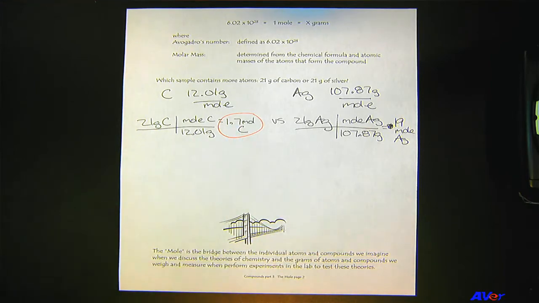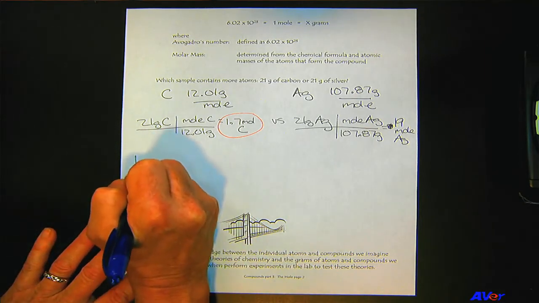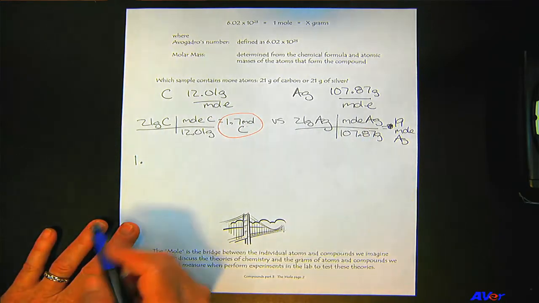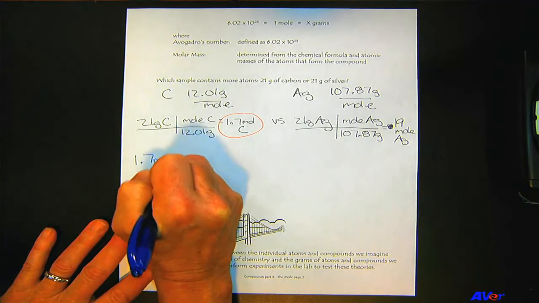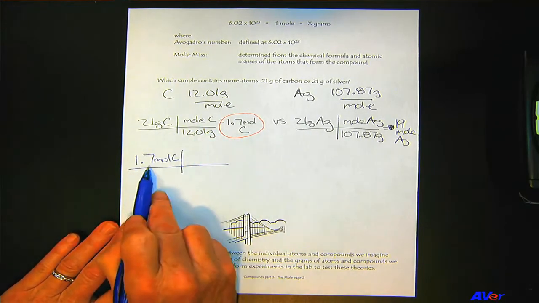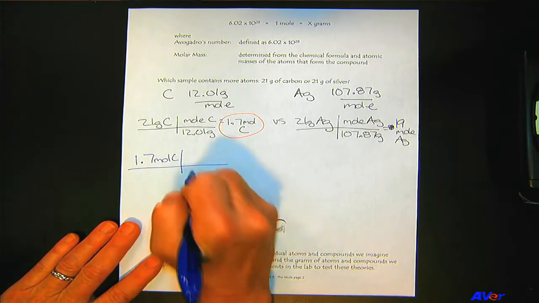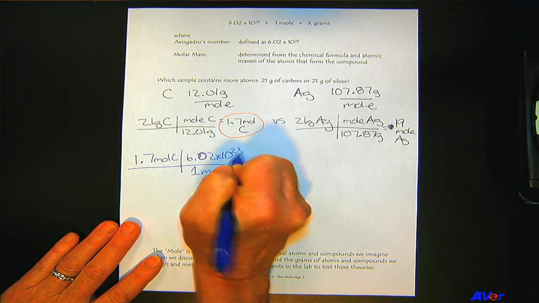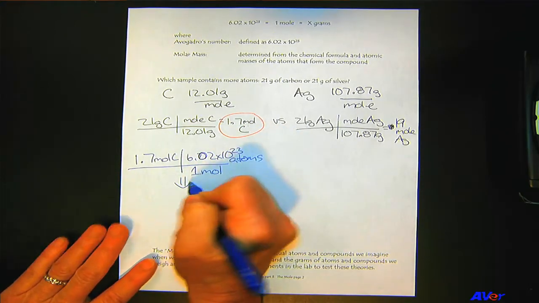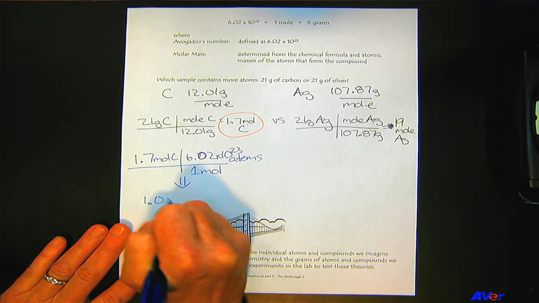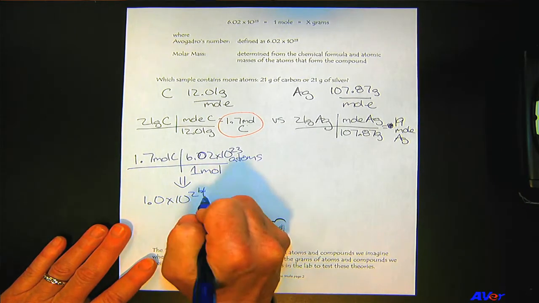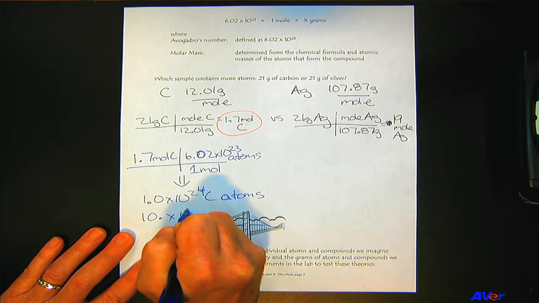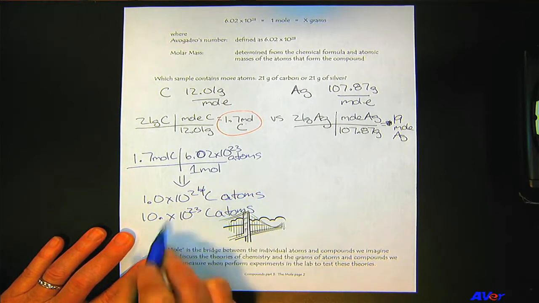But let's say you're not convinced. Let's keep going. First we used the molar mass. We went from grams to moles, and we could compare the moles directly. But let's say I'm really curious. I want to know exactly how many atoms that would be. 1.7 moles of carbon. Each one of the moles would have 6.02 times 10 to the 23rd atoms. So that 1.7 moles would give us 1.0 times 10 to the 24th carbon atoms, or we'll just say 10 times 10 to the 23rd carbon atoms. And you might wonder why I'm doing this, but I'll show you.